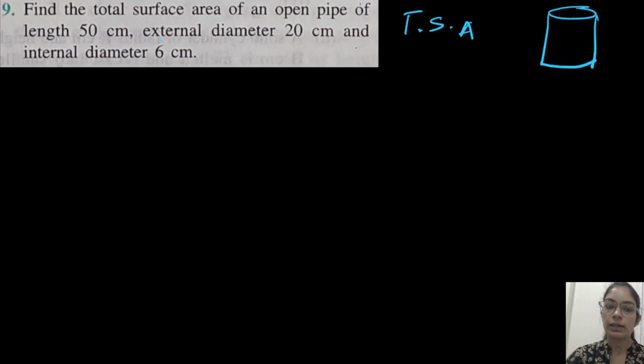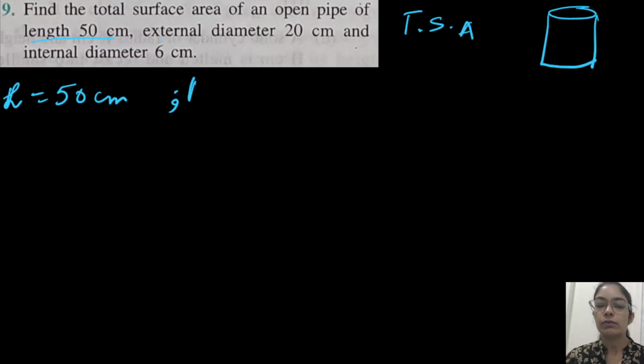What is given to us? Length. Length means height. So height is given to us, 50 centimeter. Then external diameter is given to us. From external diameter, what can we do? We can find the external radius, which I will write as capital R. So external radius is equal to 20 by 2. If we divide diameter by 2, we will get the value of radius.